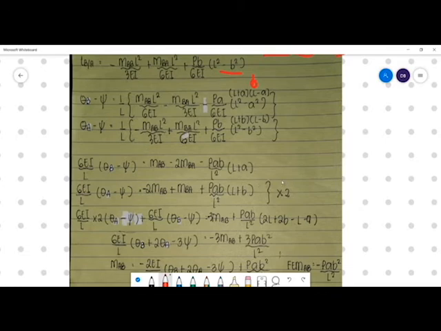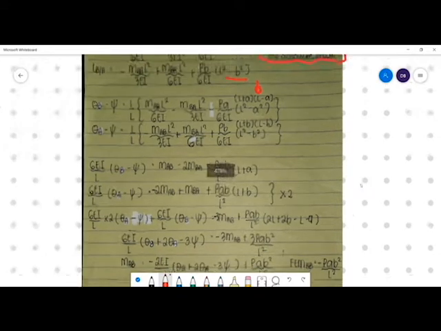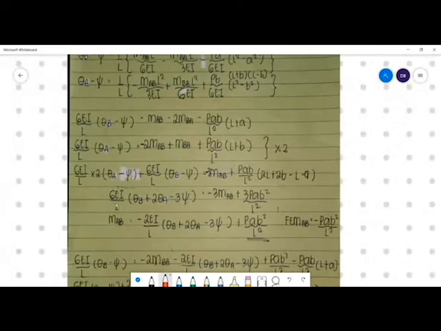So we do the process of elimination. We multiply this by 2. It is equal to 6EI over L times 2 times theta A minus psi plus 6EI over L times theta B minus psi, equal to negative 3 M sub AB plus PAB over L squared times 2L plus 2B minus L minus A. Then we have 6EI over L times theta B plus 2 theta A minus 3 psi is equal to negative 3 MAB plus 3 PAB squared over L squared.